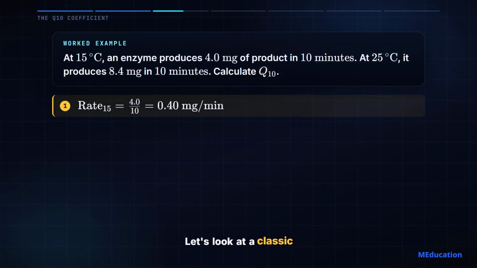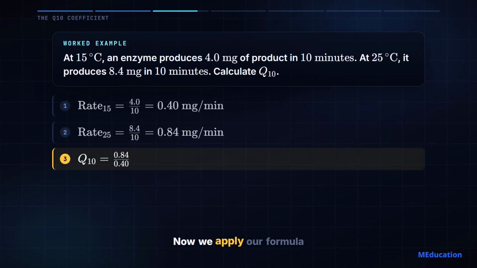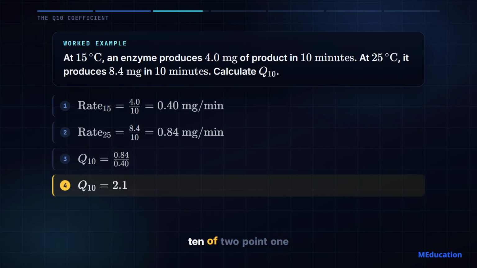Let's look at a classic calculation. First, always calculate the actual rates. At 15 degrees, 4 milligrams divided by 10 minutes gives 0.40 milligrams per minute. At 25 degrees, 8.4 divided by 10 gives 0.84 milligrams per minute. Now we apply our formula, putting the rate at the higher temperature on top. This gives us a Q10 of 2.1. As expected, it is approximately 2, meaning the rate just about doubled.